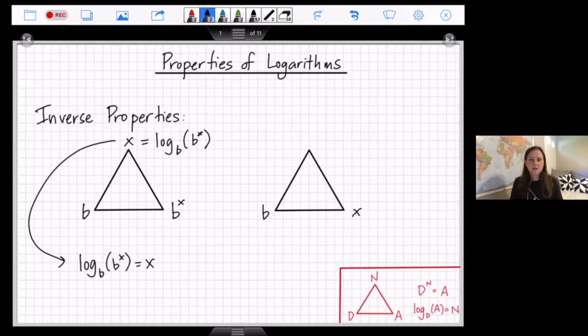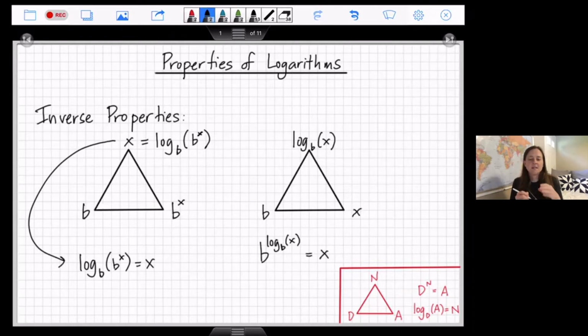So let's look at the other one with b on the bottom left and x on the bottom right. We know that up top is the exponent, which is the logarithm. So we would say that up here, this is the log base b of x. Now, if I write that triangle with exponential notation, this would tell me that b to the log base b of x is equal to x, right?